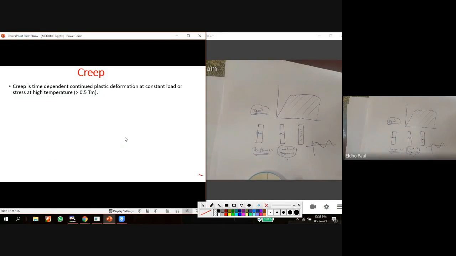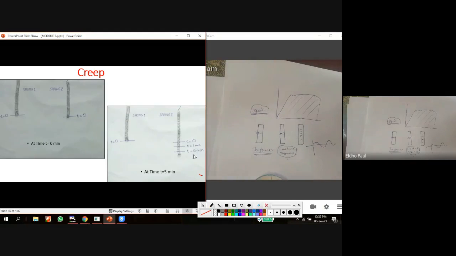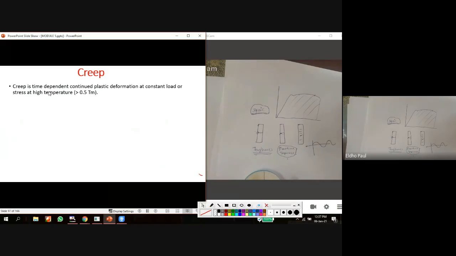Next I am going to define creep failure. Creep is the time dependent, continued plastic deformation at a constant load or stress at a high temperature. Creep failure is time dependent. Here we can see it is a time dependent variation. The elongation depends only on time. With respect to time, the elongation happens.